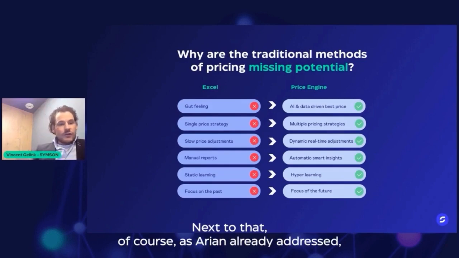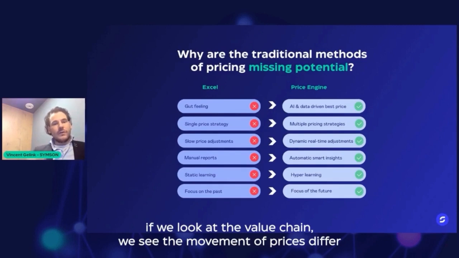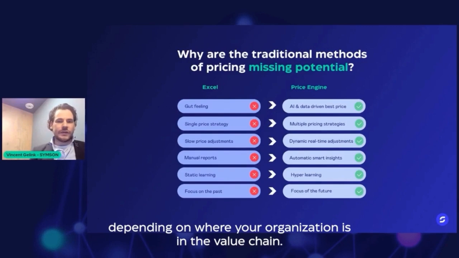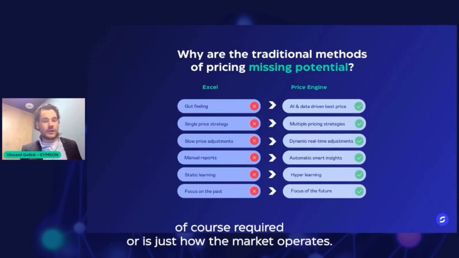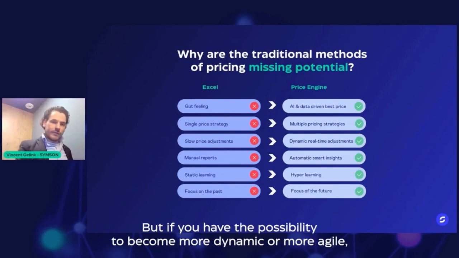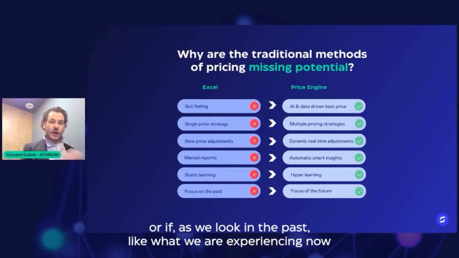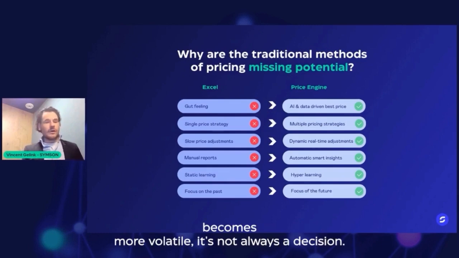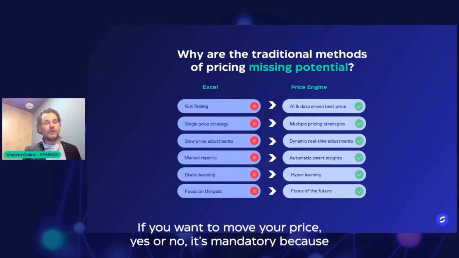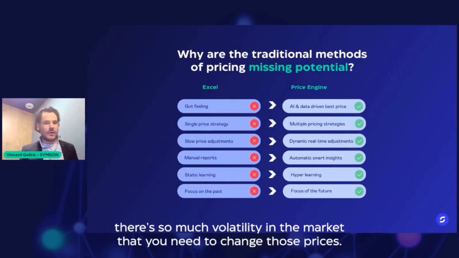Next to that, of course, as Arjen already addressed, if we look at the value chain, we see the movement of prices differ depending on where your organization is in that value chain. So sometimes slow movements are required, or that is just how the market operates. But if you have the possibility to become more dynamic or more agile, as we look at the past, like what we are experiencing now and what we experienced during COVID-19, when the market becomes more volatile, it's not always a decision if you want to move your price, yes or no. It's mandatory because there's so much volatility in the market that you need to change those prices.